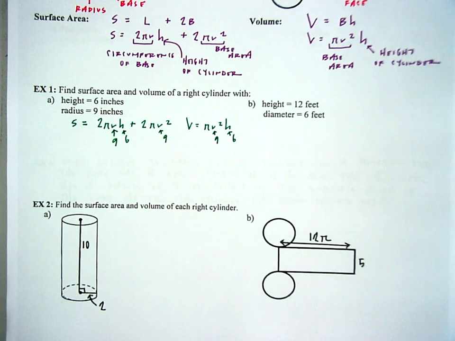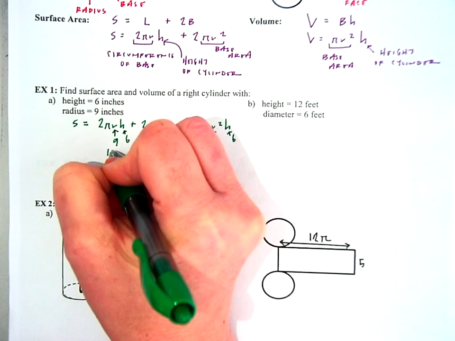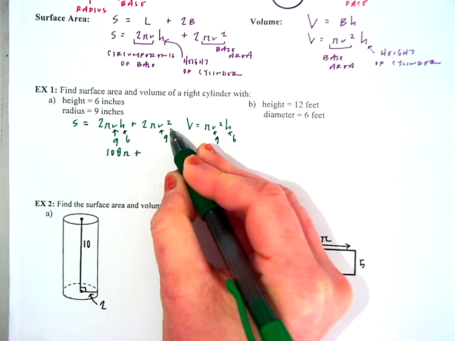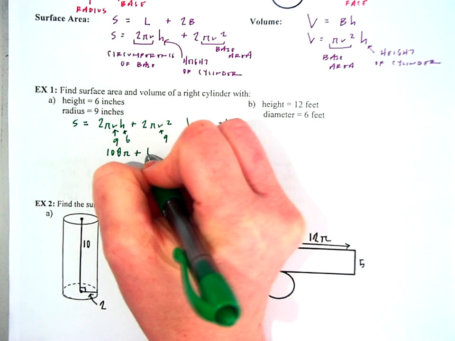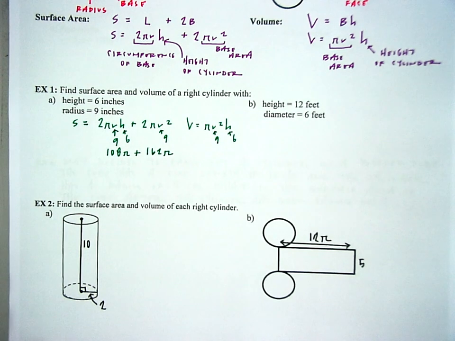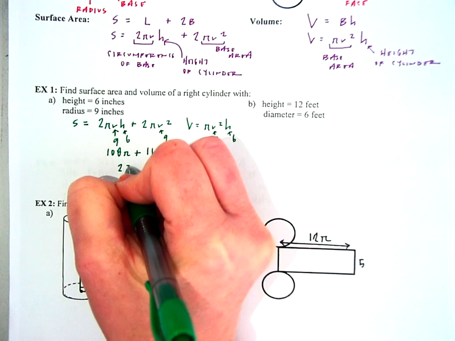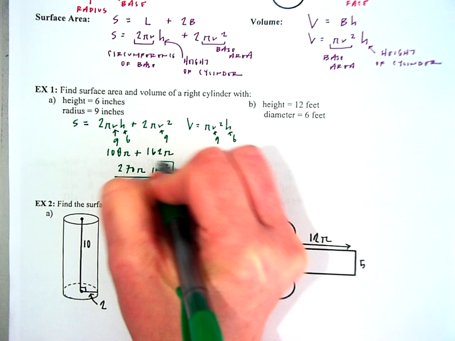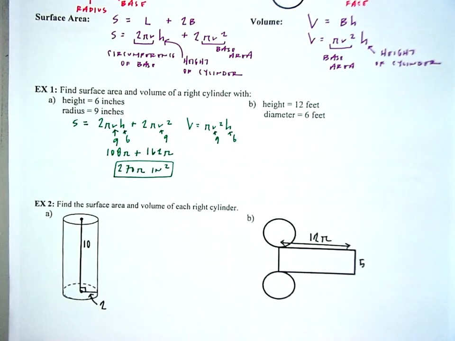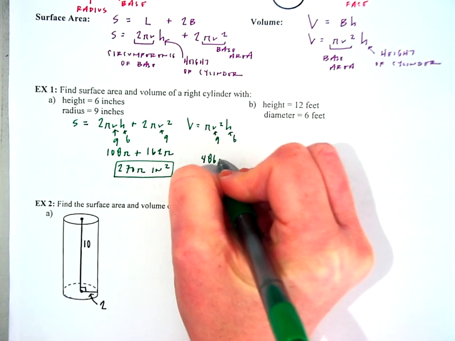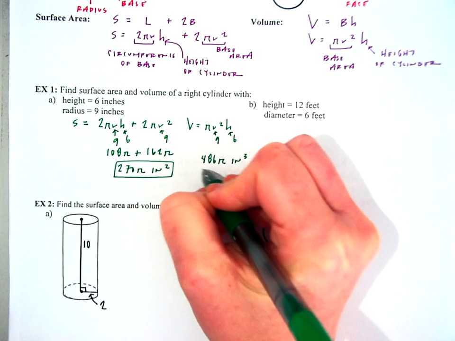So 2 times 9 times 6, I get 108 pi. 2 times 9 squared, 2 times 81, is 162 pi. These are like terms, so I can combine them, and I get 270 pi square inches. Volume: 9 squared is 81, 81 times 6, and I get 486 pi inches cubed.